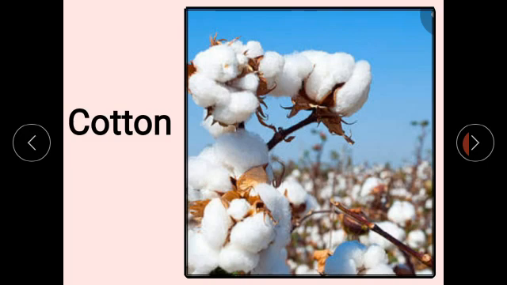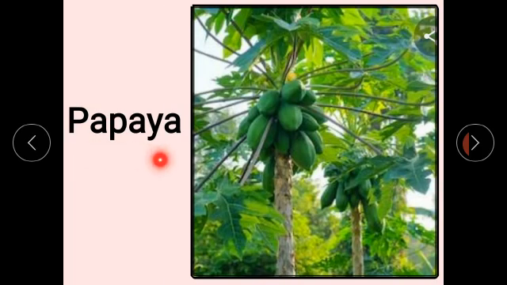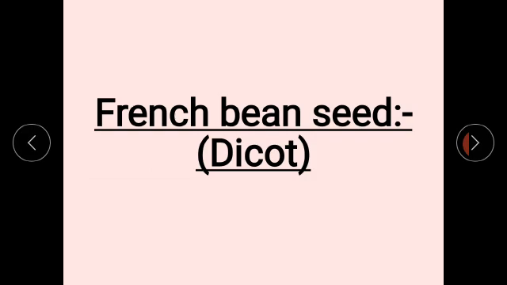Here are some examples of plants in which epigeal germination takes place, and those plants are cotton, bean and papaya. Now we will study the French bean seed. French bean seed is a dicot seed. What is the meaning of dicot seed? Seeds which have two seed leaves. Those seeds are called dicot seeds.